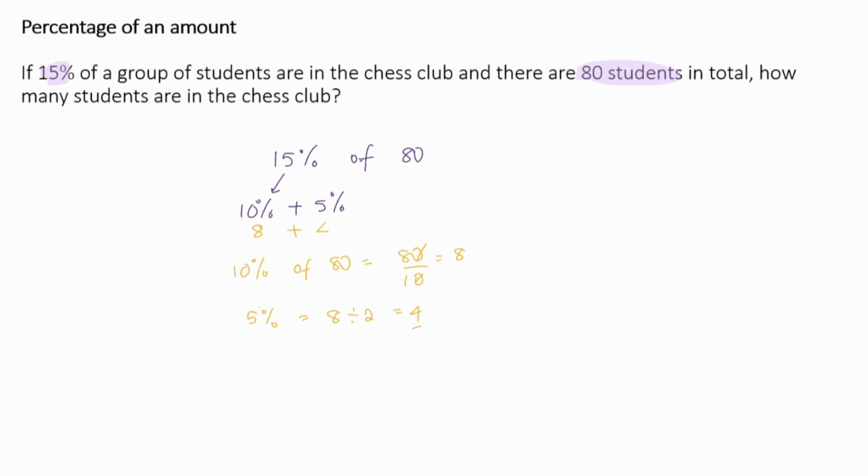So that is 5%, which represents 4 students. And if we want to find 15, we just add them up, and that gives us 12. So 15% of 80 is 12, and 12 students are therefore in chess club.